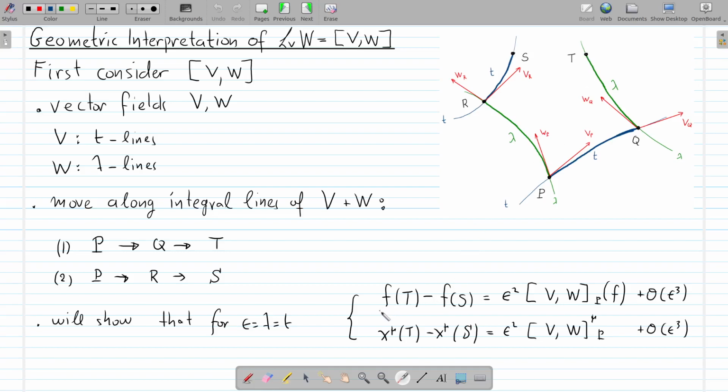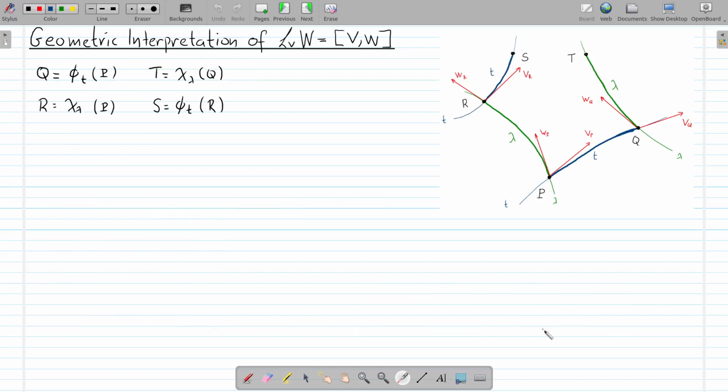We can see that by applying this relation to the mu coordinate of the points T and S, and we see that those differ by the mu component of the commutator of V and W. So let's compute this relation.